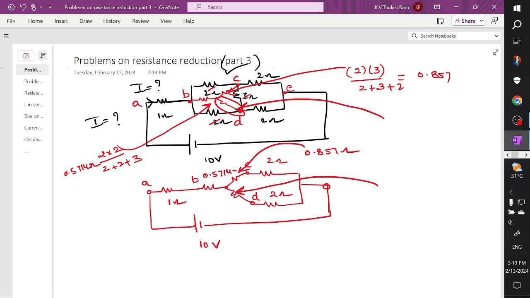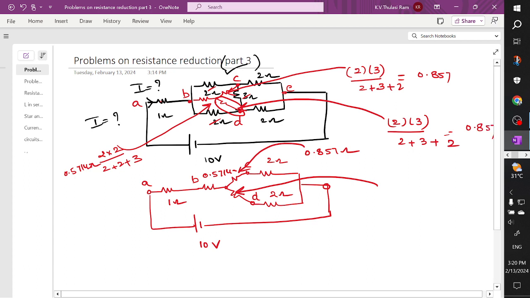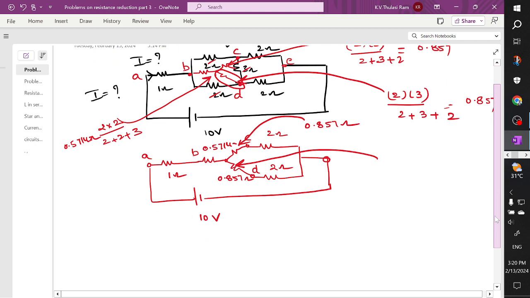So we are converting this delta to star. This can be found. We want the center resistor, which is nothing but 2 into 3 divided by 2 plus 3 plus 2, which is again 6, so it is the same 0.857 ohms. So here also you are going to get 0.857 ohms. And you see here we need to find the total current. It's very simple to do.